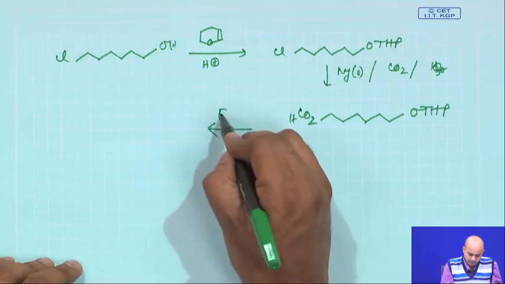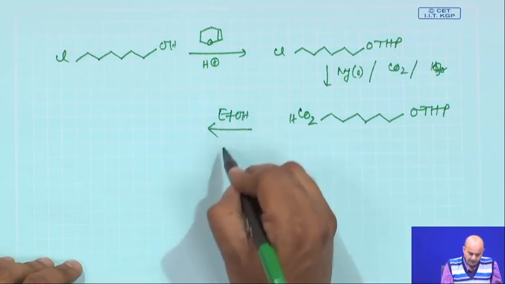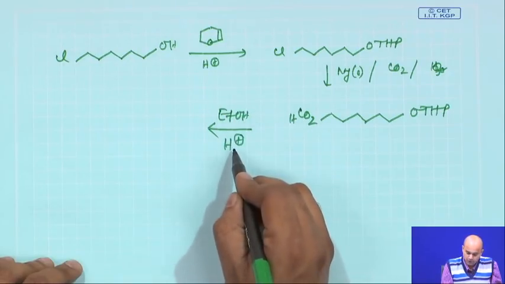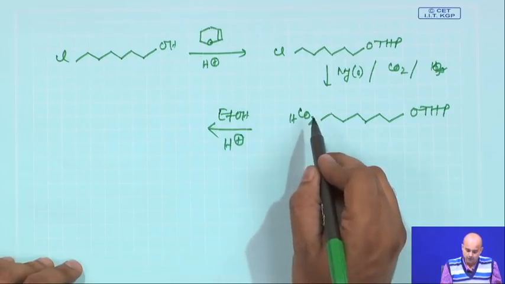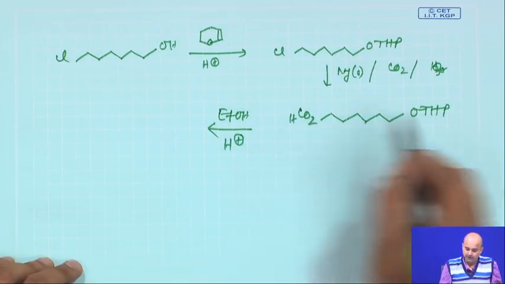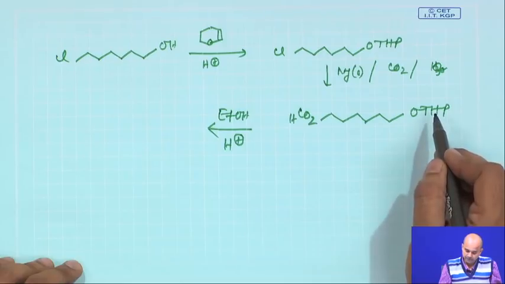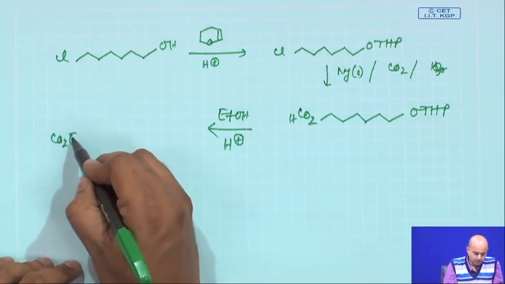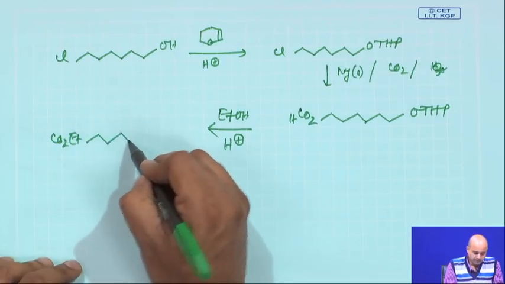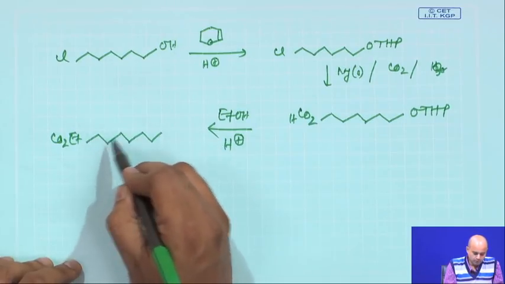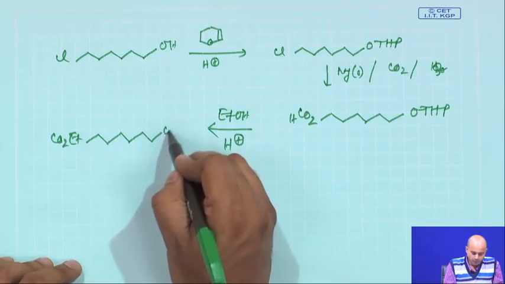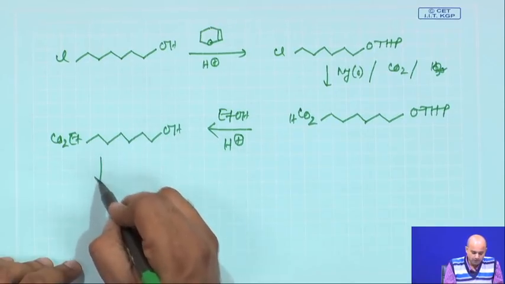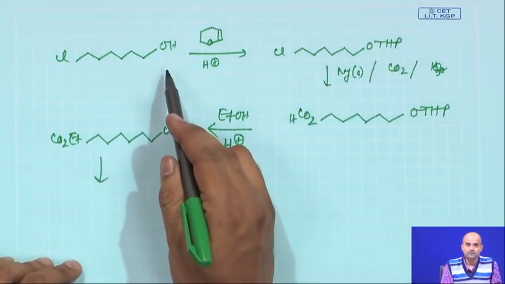Now, you react with ethanol and strong H plus. This strong H plus will form an ester bond with this acid as well as remove the THP. So, basically what we will get is CO2Et in between, with 6 carbons: 1, 2, 3, 4, 5, 6, and an OH. So, THP is now removed, the free alcohol is now demasked.